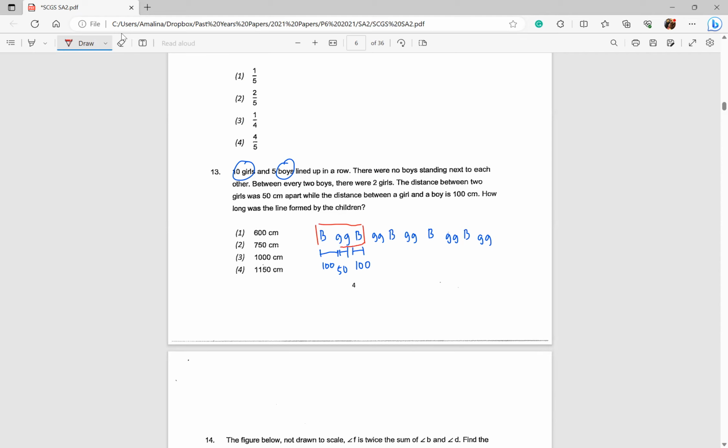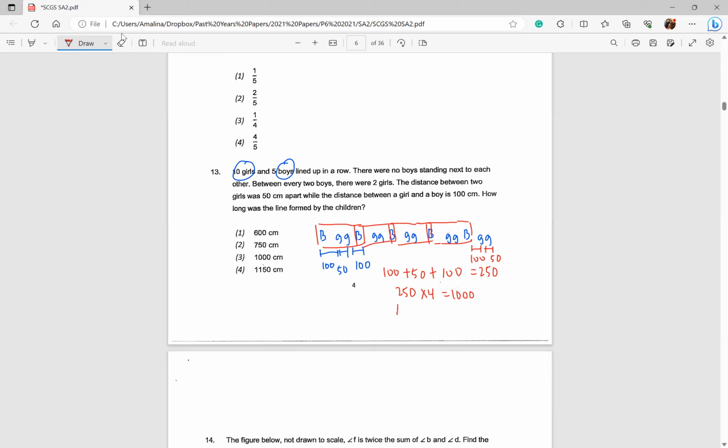Okay, one group got 2 girls and 2 boys. 2 groups, 3, and then finally the 4th one until the boy over here. So if your one set is 100 plus 50 plus 100, okay, your one set is 250. Now you have 4 of this, so 250, you times by 4, you get your 1000. Okay, but the last 2 gaps over here is your 100 plus your extra 50.